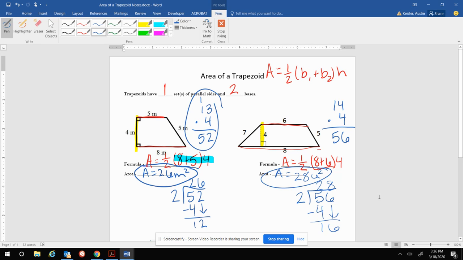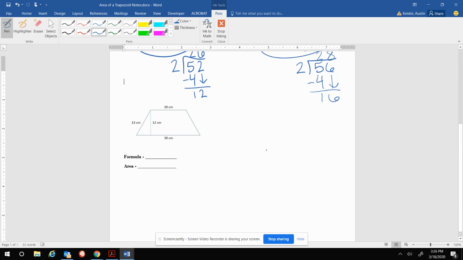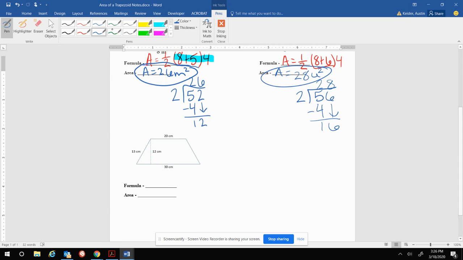Okay, we're going to do one more together just to make sure you've got it. This one is very similar to the last one we did, but we have two parallel sides right here. And we are going to fill in our formula. So I've got A equals 1/2. My two bases are 30 and 20. And then my height, again, we're looking for the straight up and down line, is 12.